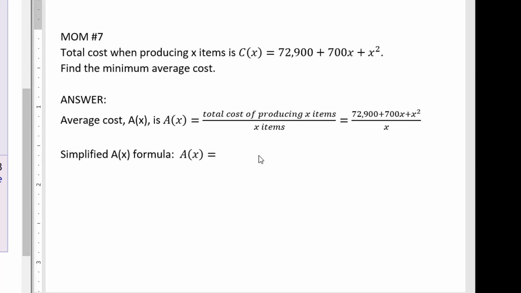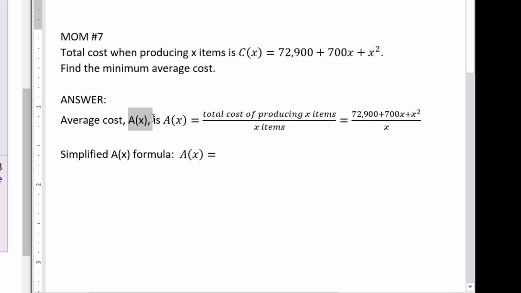This video is going to go through a problem similar to Unit 3, Block 1, Mom Problem 7. The problem says that we have a total cost function, C of x equals 72,900 plus 700x plus x squared. It asks us to find the minimum average cost. So first, we need to find an average cost function.